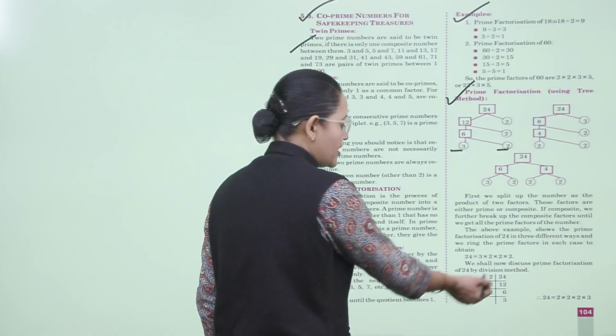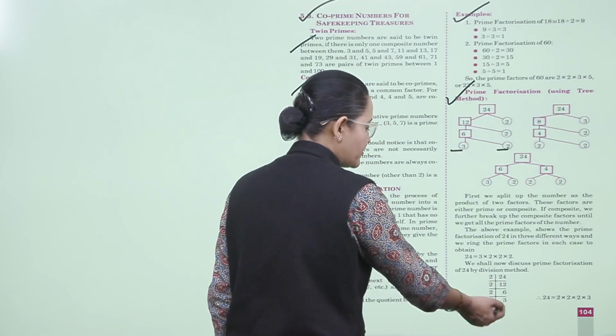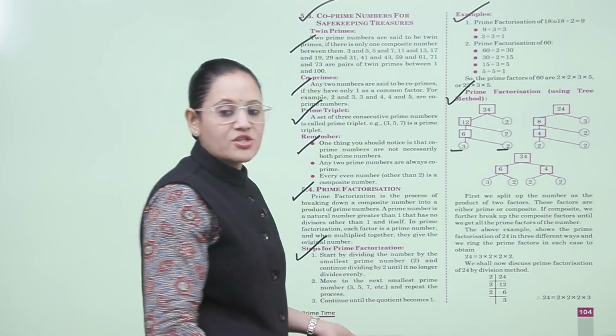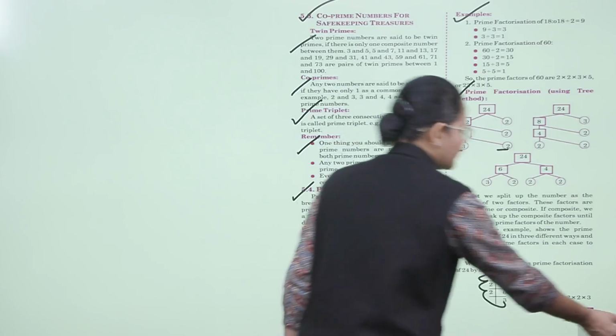24 divided by 2 gives you 12. Again we'll divide by 2, gives you 6. Again we'll divide by 2, gives you 3. Now 3 is a prime number. So the prime factorization is equal to 2 into 2 into 2 into 3.